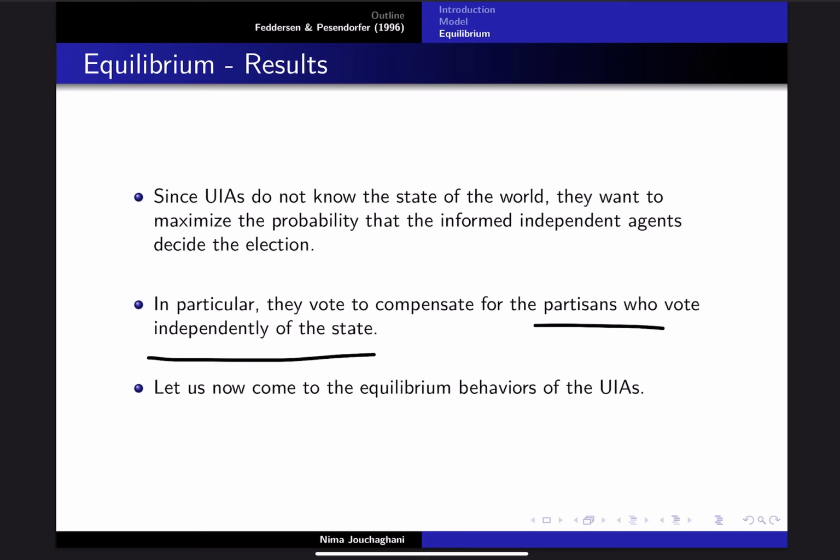And what we will do now is we will come to the actual equilibrium behavior. So we will come to actual equilibria. So far, we were just restricting the set of equilibria and deriving results which would help us for the rest of the results. But now we will actually come to the equilibria outcomes of the model.